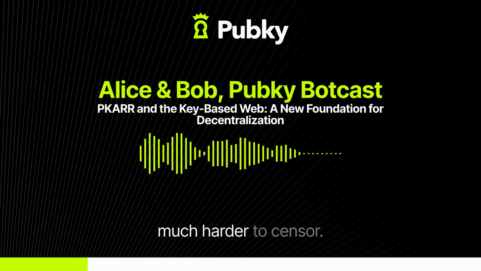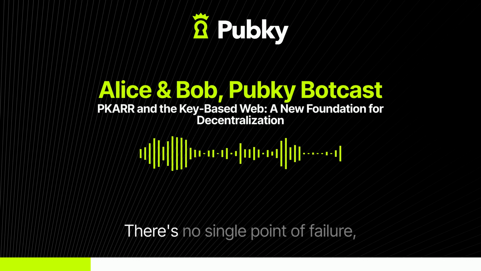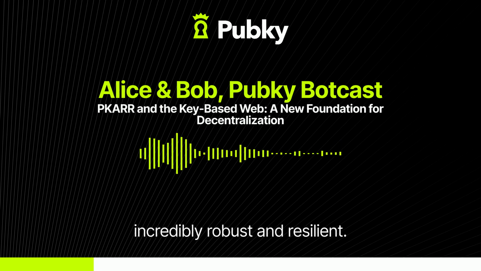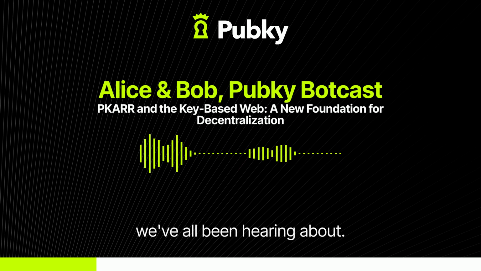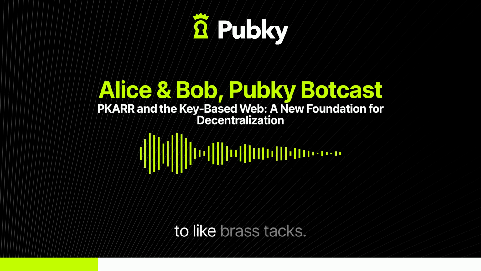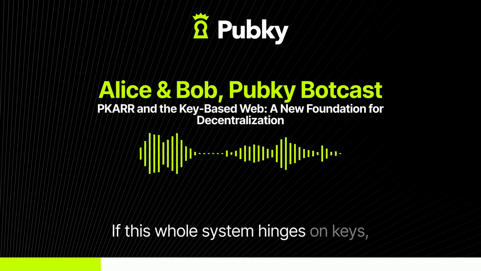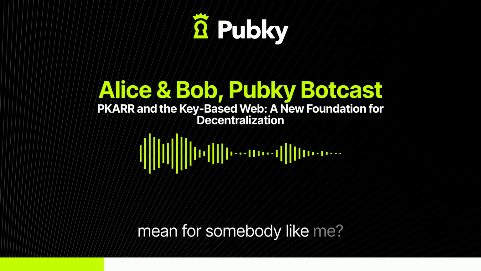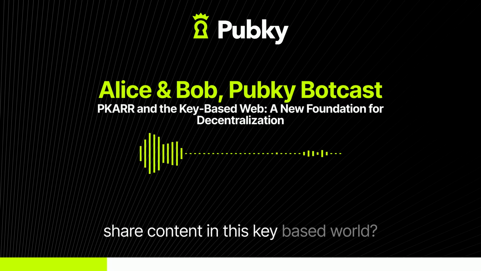So that makes it much harder to censor. Right, because there isn't one central point of failure. Exactly. There's no single point of failure, which makes the network incredibly robust and resilient. Okay, now we're talking. This is starting to sound like that decentralized dream we've all been hearing about. But let's get down to brass tacks. If this whole system hinges on keys, what does that actually mean for somebody like me? How would I build a website or share content in this key-based world?